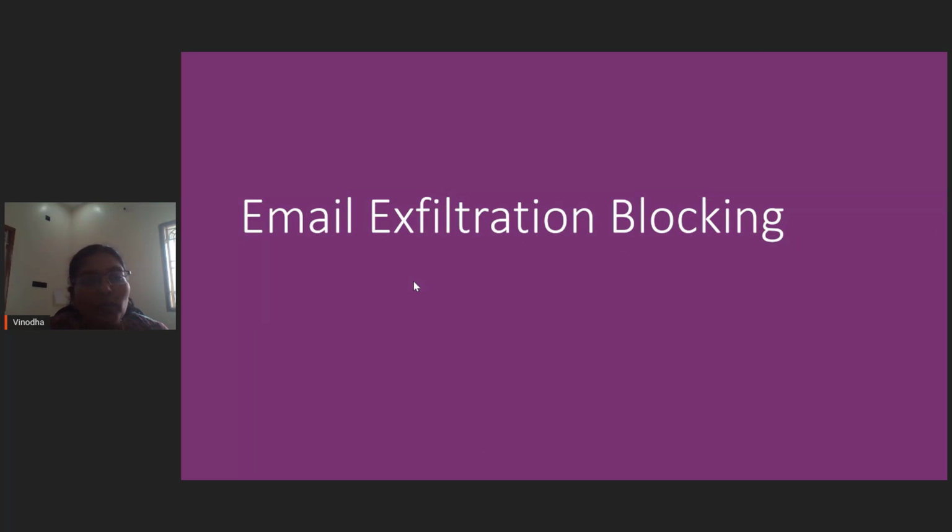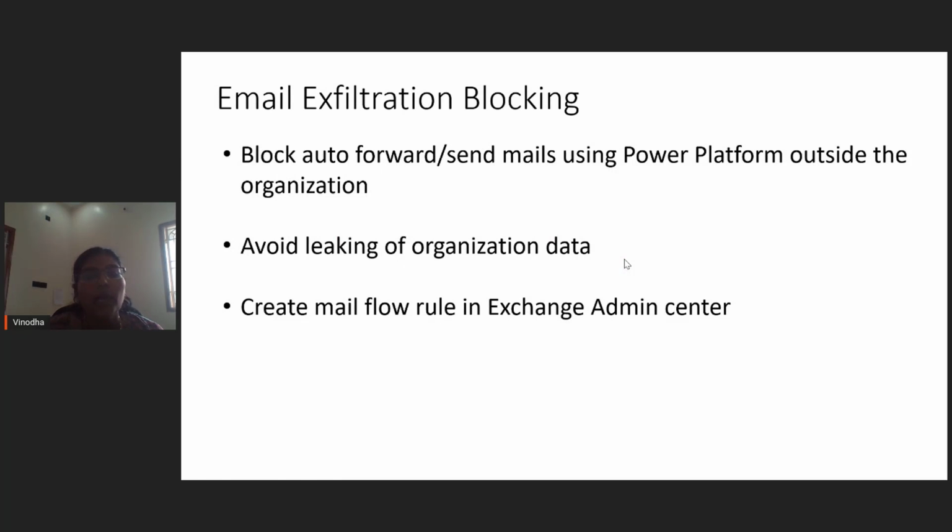And next we are going to see email exfiltration blocking for your Office 365 mail connector. Normally we use Power Automate to auto forward or send mails. Such auto forwarding or sending of mails outside the organization using Power Platform, that is, using Power Automate, is not restricted now. So using this email exfiltration blocking, you can block such auto forwarding or sending of mails outside the organization using Microsoft Flows.